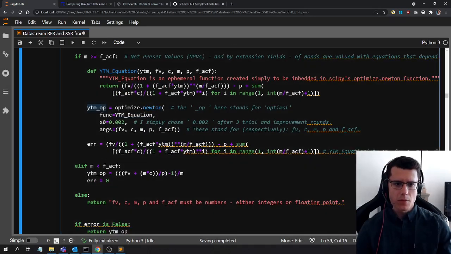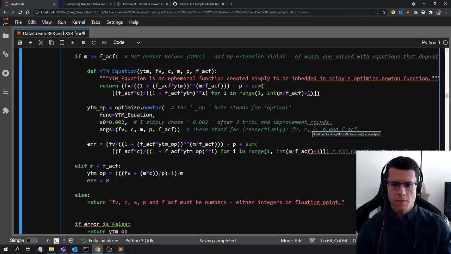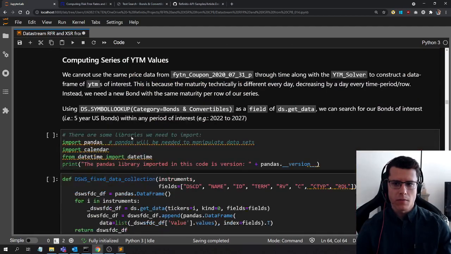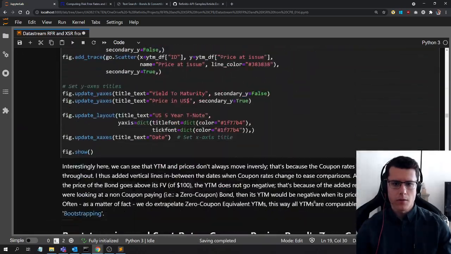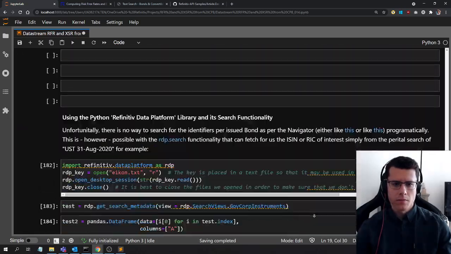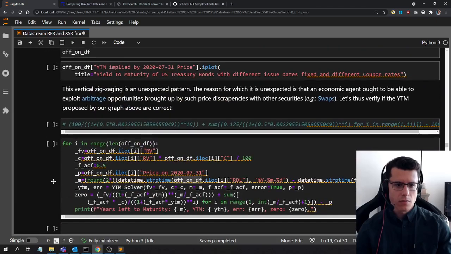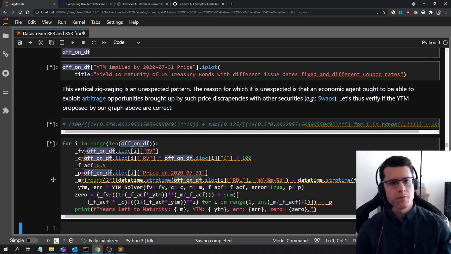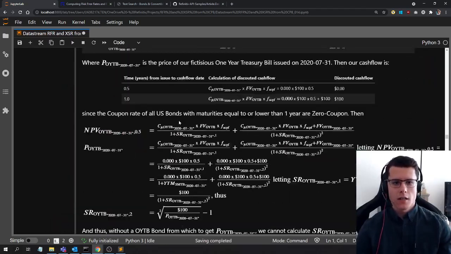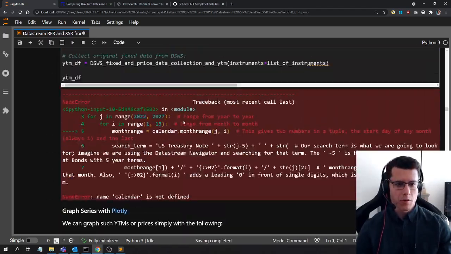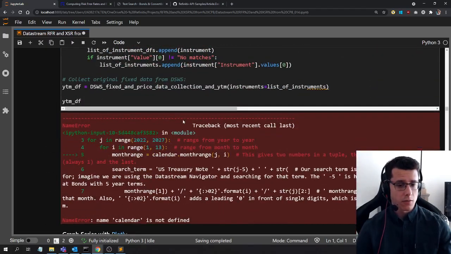Oh yeah, the yield to maturity here is meant to be the yield to maturity up. Boom, and boom. Yep. Right, let's run everything from there all the way to where we were. Yep. That's it. Run. Another error. Probably in the same cell. No.